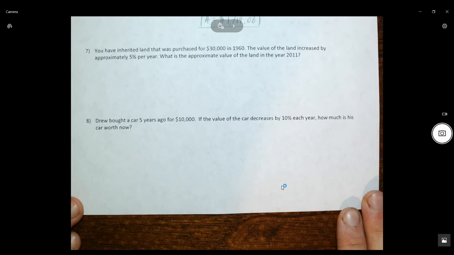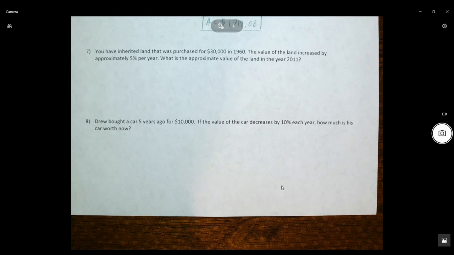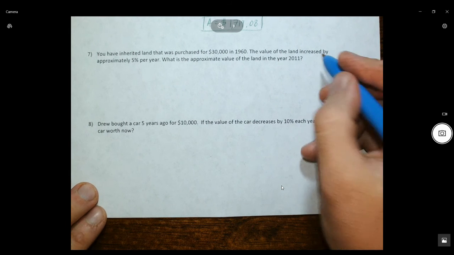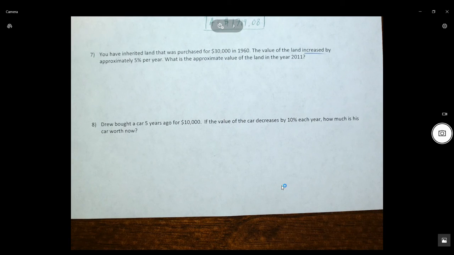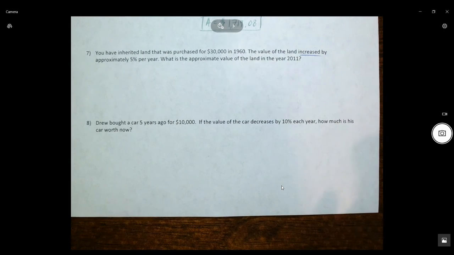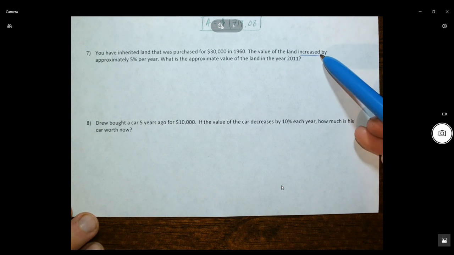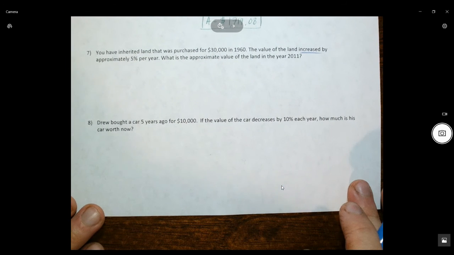Okay, moving on. Number 7. You have inherited land that was purchased for $30,000 in 1960. The value of the land increased, so that's important. It increased by 5% per year. What is the approximate value of the land in 2011? Alright, so I have an increasing situation. So this is going to be exponential growth.